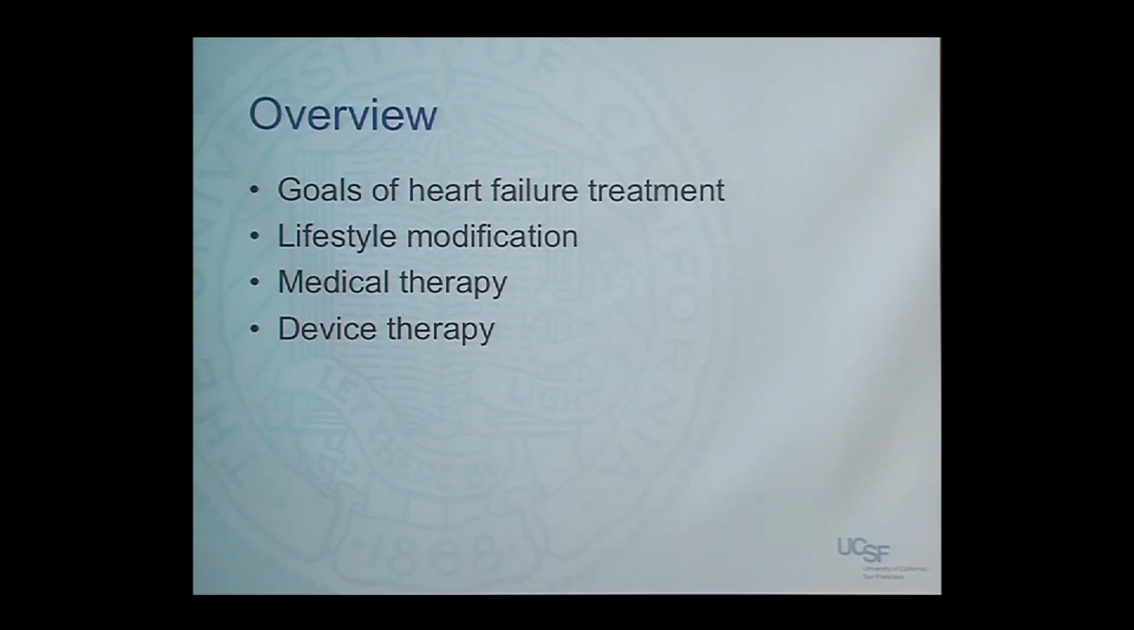So we'll first talk about the goals of heart failure treatment. It's very important to set goals and understand your priorities, whether you're the patient or the treating physician. You need to know what you're trying to accomplish. Then we'll get into some of the specific things. So we often start with lifestyle modification, whether that be diet, exercise, whatever it is that can help patients feel better and hopefully do better. Then we'll get on to medical therapy for heart failure. There are about 5 or 6 different types of medications we'll go over. And then we'll talk about some devices for patients who still have symptoms despite the best medications.